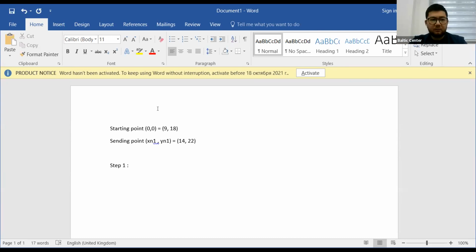So in step one, delta, I don't know how to type the symbol here, so I will just put D. So delta x is xn minus x0, which is 14 minus 9, equals 5. Make sure you write down or take a note. So delta y equals yn minus y1, which is 22 minus 18. That's 4, correct?